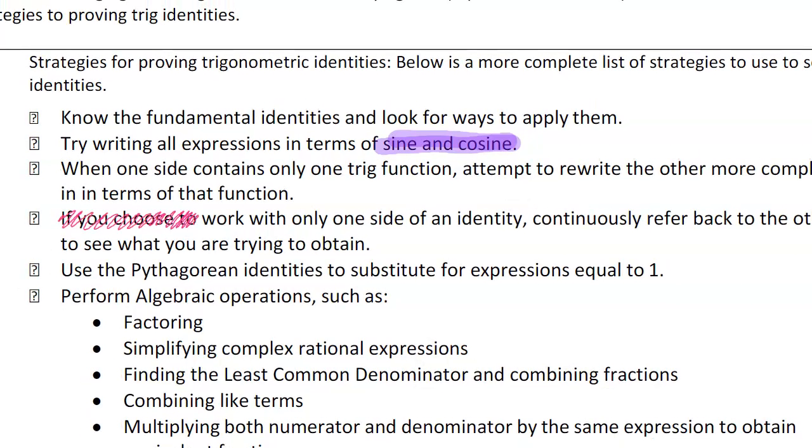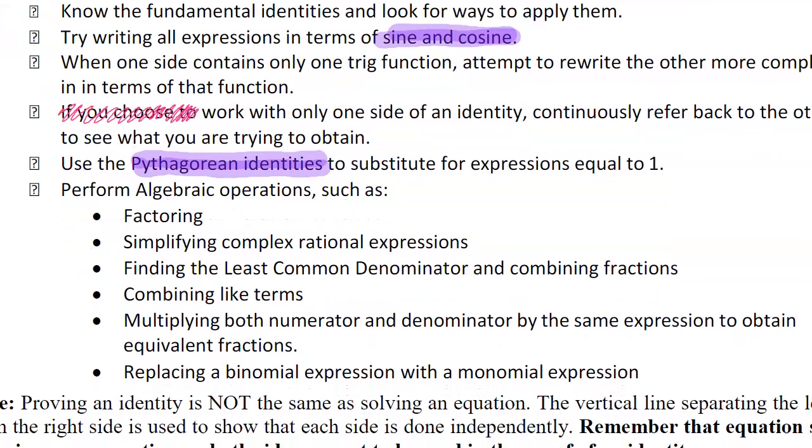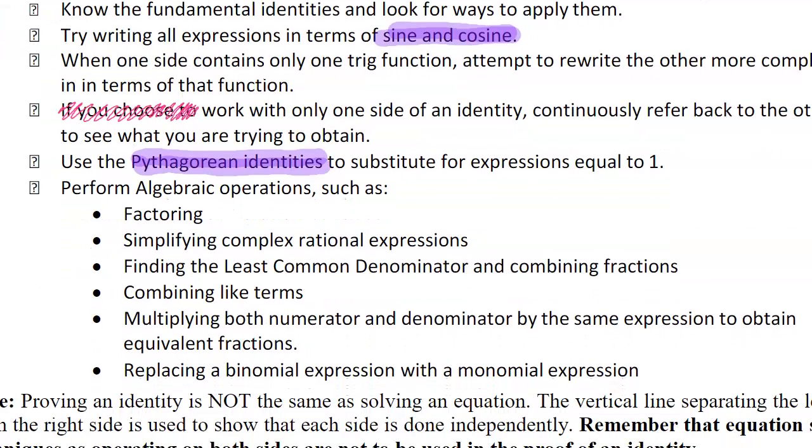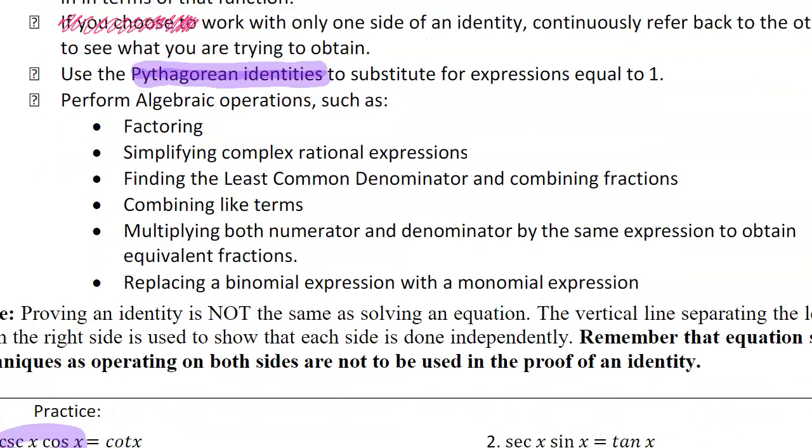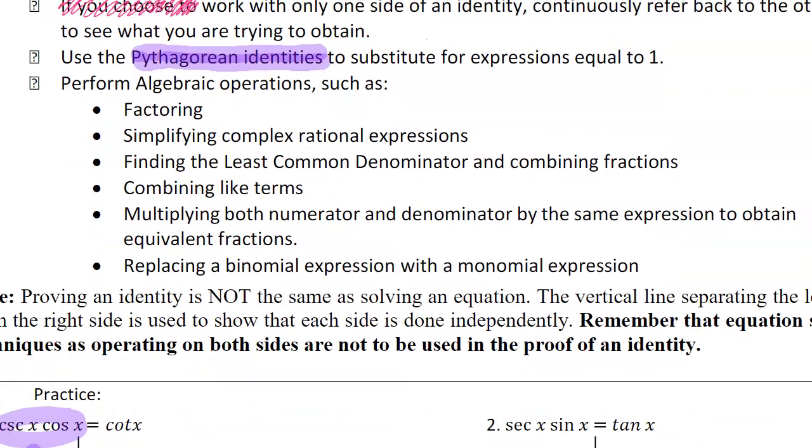Pythagorean identities are going to be your number one identities to use. These are used all the time. They're so useful. Use Pythagorean identities to substitute for expressions equal to 1. And then obviously we can still do all of our mathy things. We can still factor, simplify complex rational expressions, find least common denominators, combine fractions, combine like terms, multiply both numerator and denominator by an expression to obtain equivalent fractions, or replace a binomial with a monomial. All of these things can be done to try to make one side of the equation equal to the other.